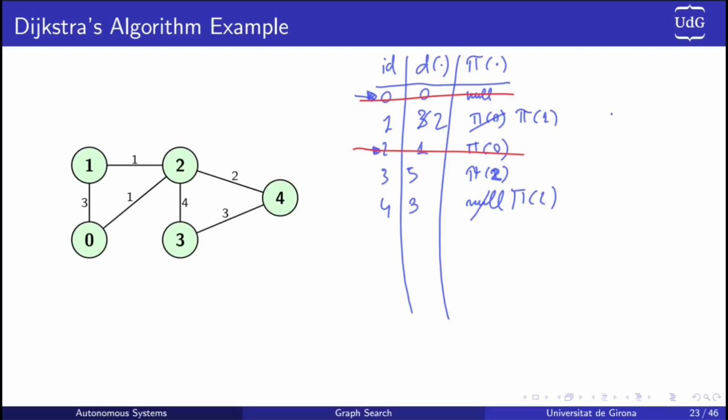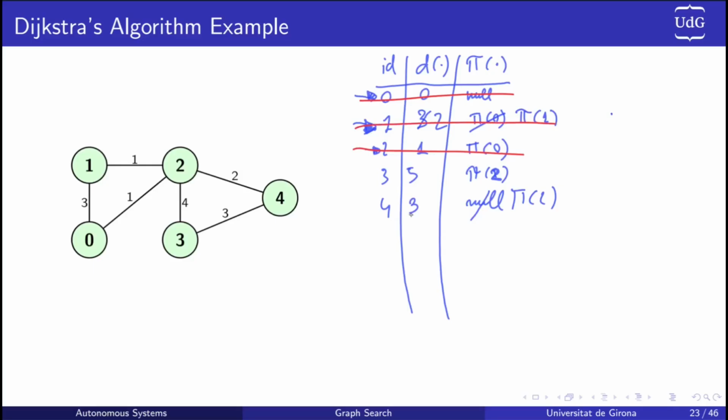Then we now have 3 more nodes in the queue. One has distance 2, one has distance 3, and one has distance 5. Because we always take the one that has the smaller distance, we take this one. This is node 1. Then let's check node 1. Node 1 has 2 neighbors, 0 and 2. Both 0 and 2 are already out of the queue, so I cannot update them. Then it's done. I don't have to do anything else.